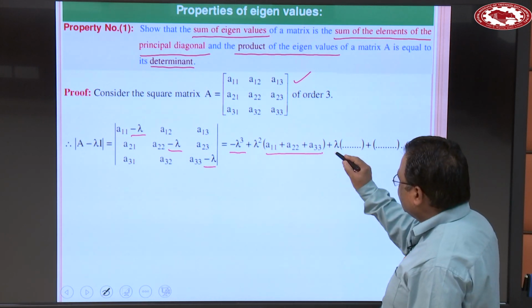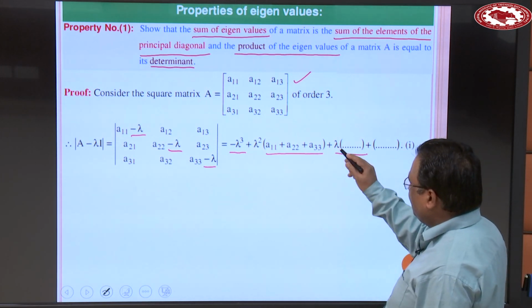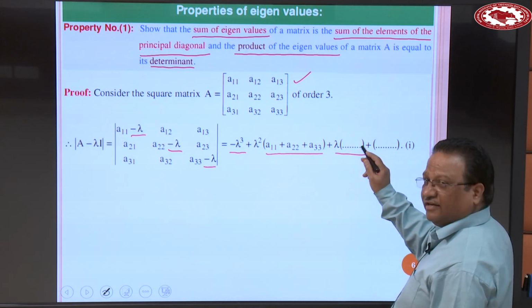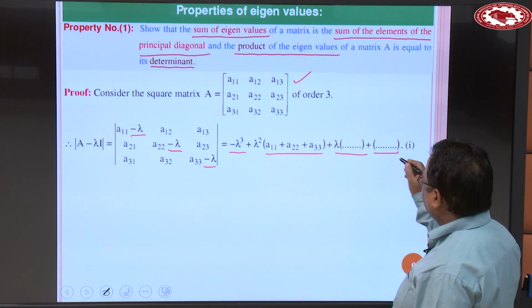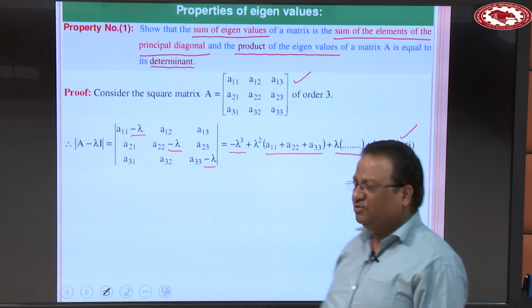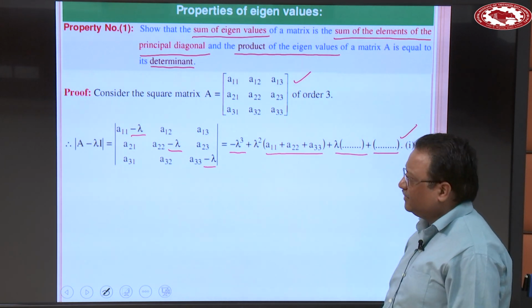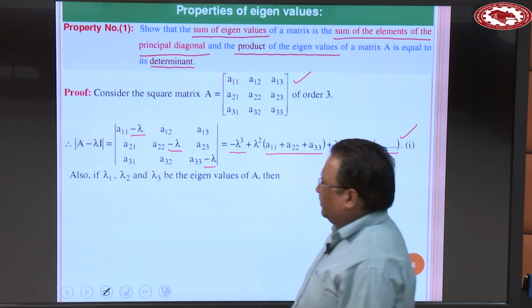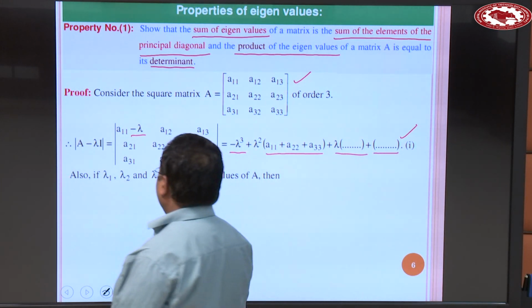Then just sign this lambda into coefficient. Clear? Then the independent term, and let us suppose that this result is 1. Okay, you can write here if you calculate. Okay, no problem. Now this one is the first important result.